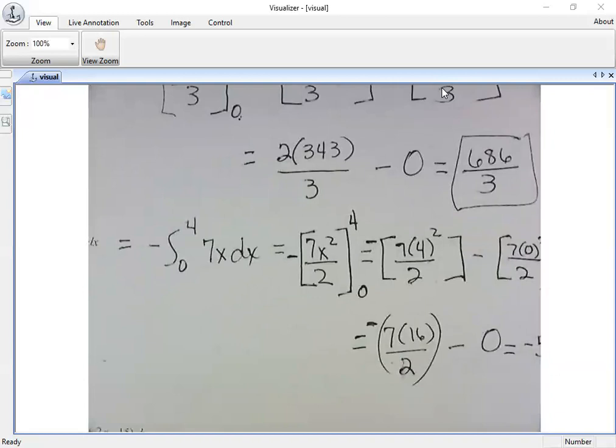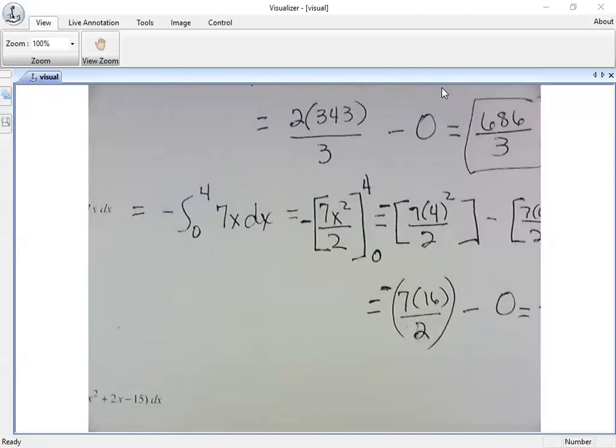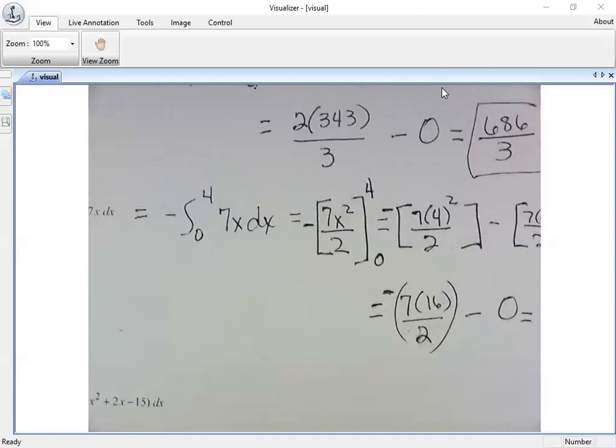And oftentimes when you get a negative, that would be because you might be looking at the area below the x-axis. So sometimes that's why a negative shows up. Okay? Now, negative because the bottom number was bigger? It's negative because in this case the bottom number was bigger.